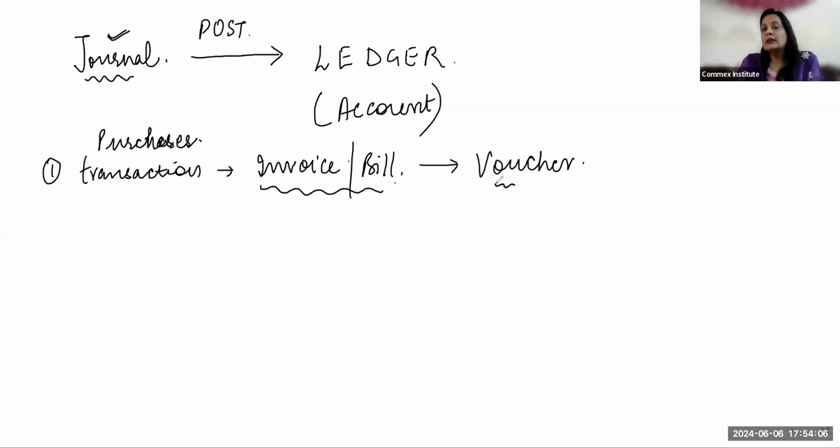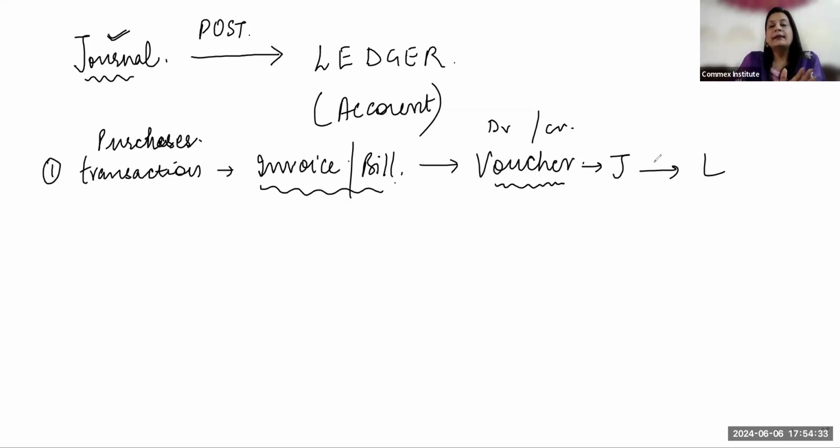Now, this voucher is prepared by applying the rules of debit and credit. So here we have to differentiate between debit and credit, on the basis of which the voucher states which account is to be debited and which account is to be credited, prepared by the accountant. Accordingly, from the voucher it goes to the journal, and from the journal it goes to the ledger. So we are talking about till here.